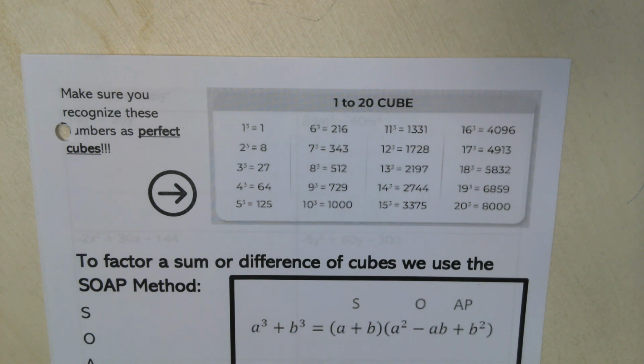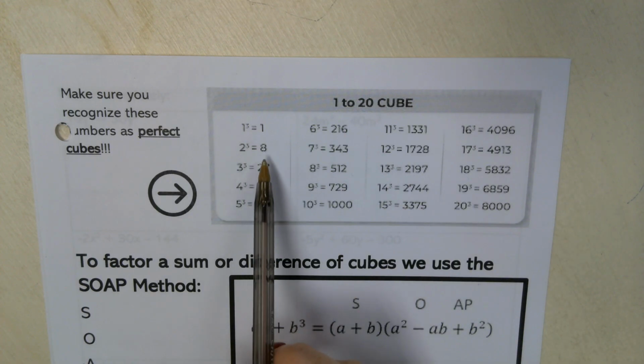Okay, I am going to teach you a new method of factoring today. Now we can factor a difference of squares. We've done that since Algebra 1. But now we're going to be able to factor a sum or difference of perfect cubes. So we have factored a difference of squares. Now we're looking at cubes.